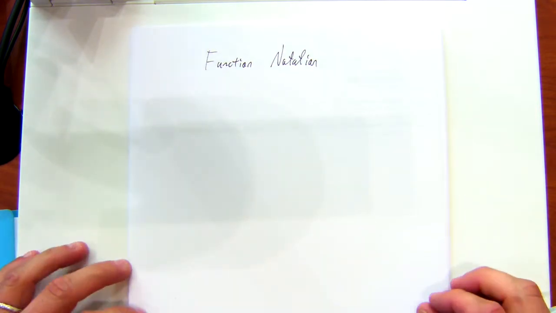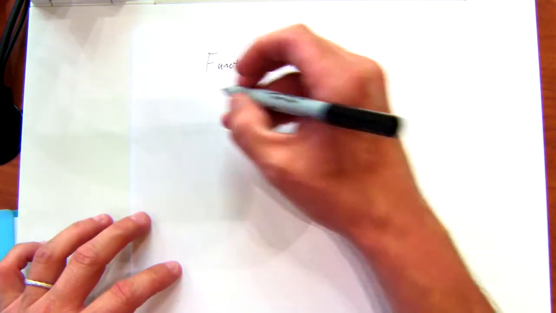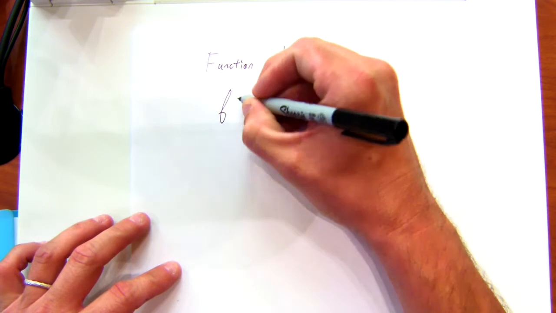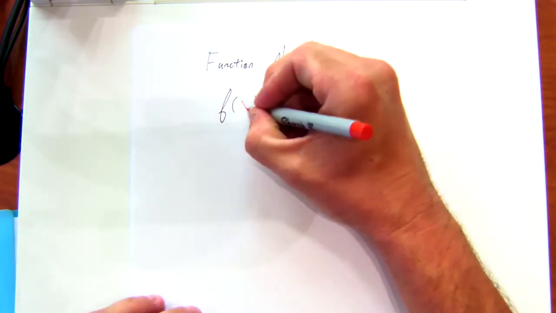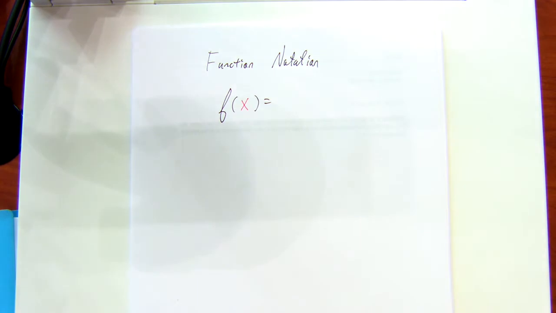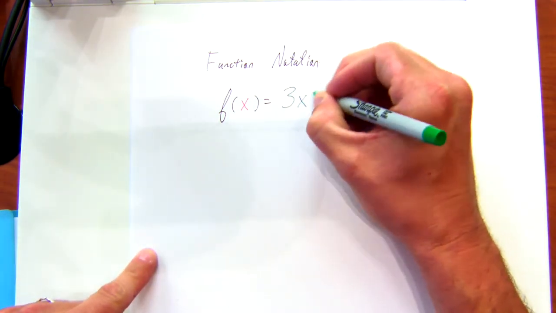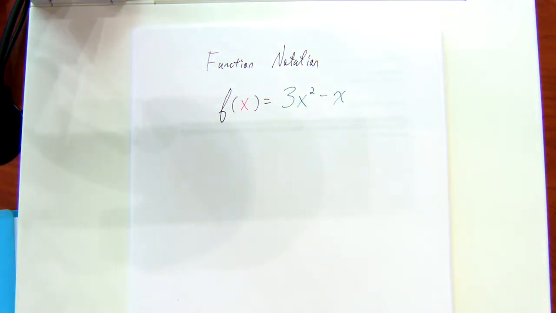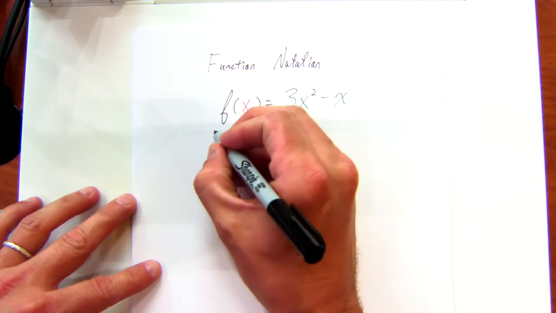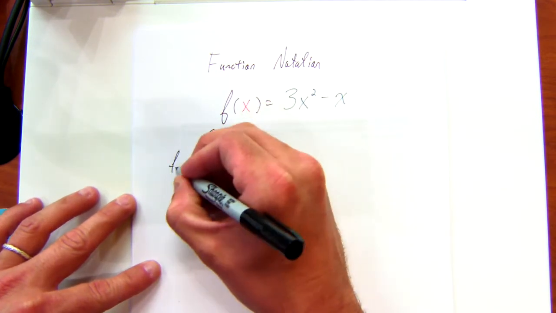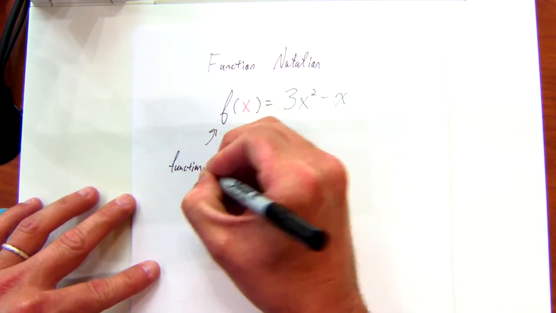Function notation. The way that we write a function mathematically is we write f of x, and let's give this function, let's call this 3x squared minus x. Okay? Let's label all these parts. This f is the function name.